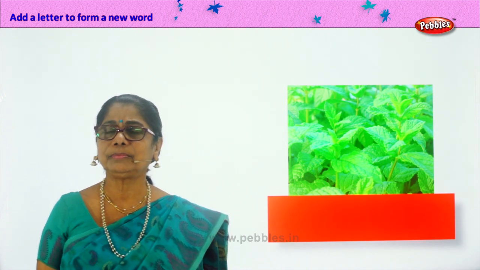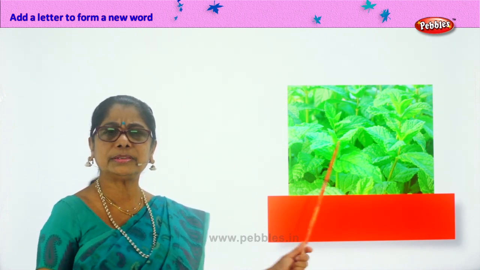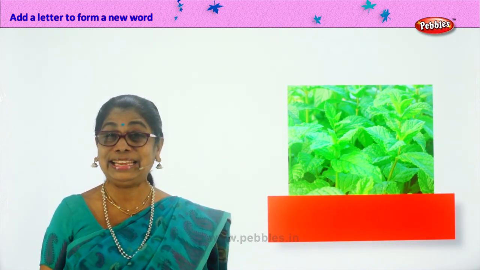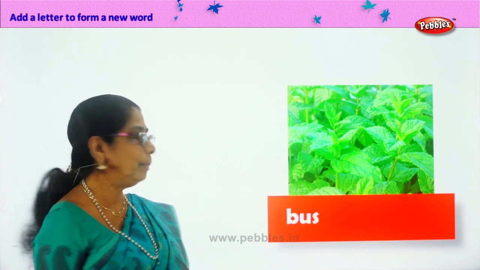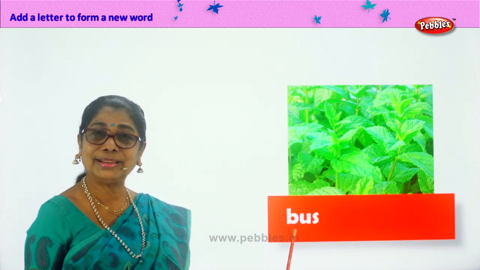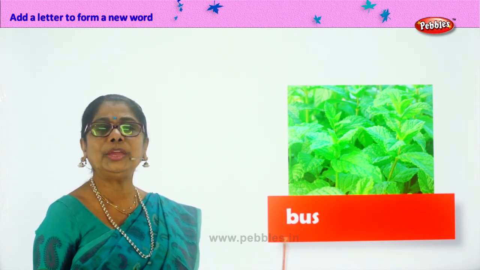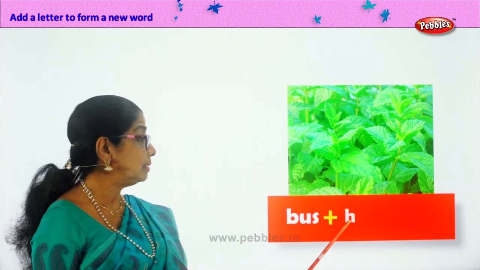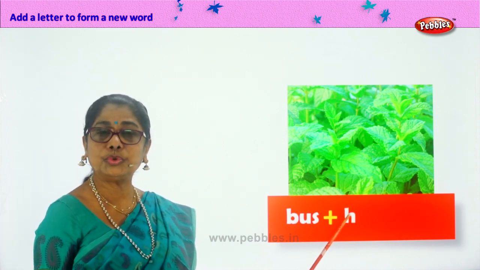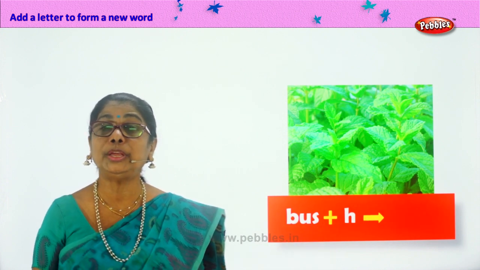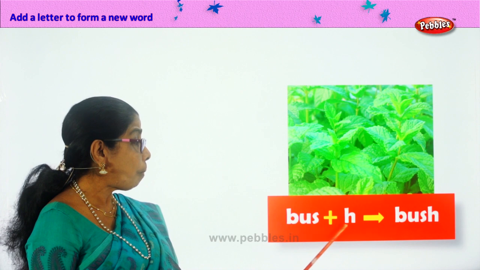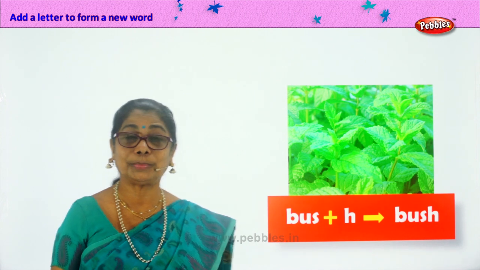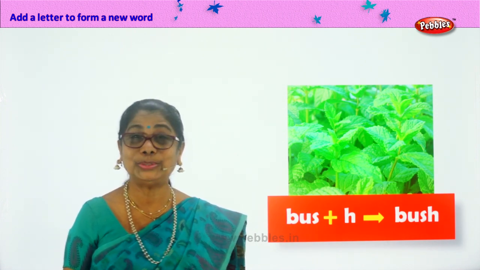Where you find lots of this? In a bush, yeah, full of leaves. A bush is full of leaves, lots and lots, and you can hide behind. Bus, what is bus? You travel in the bus, yes? B-U-S, bus plus one letter. Bus plus H gives you the word bush. B-U-S-H, bush. Good.